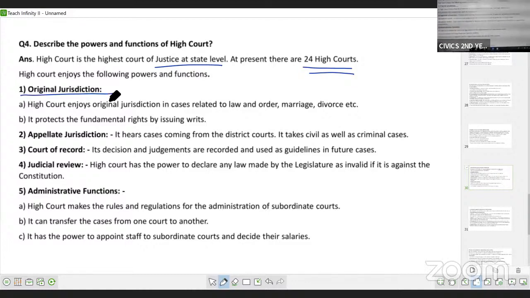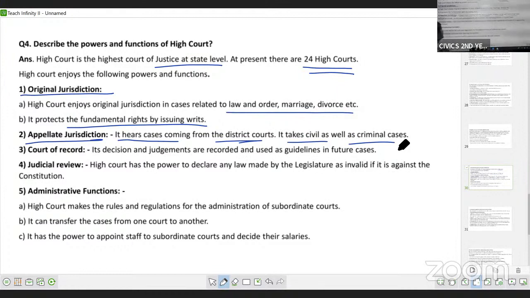Original jurisdiction. High Court enjoys original jurisdiction in the cases related to law and order, marriage and divorce. It protects the fundamental rights of the people by issuing writs. Writs means orders. Then you have appellate jurisdiction. It hears cases coming from district courts, both civil as well as criminal cases. Then court of record. The judgments or decisions taken by the High Court are recorded and used as guidelines in future cases.